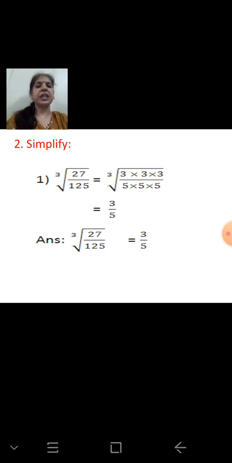And you have to present it properly. Numbers are simple. We know 27 is the cube of 3 and 125 is the cube of 5. So these simpler sums we can do orally also.